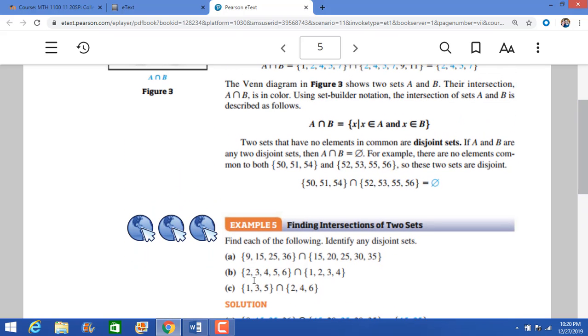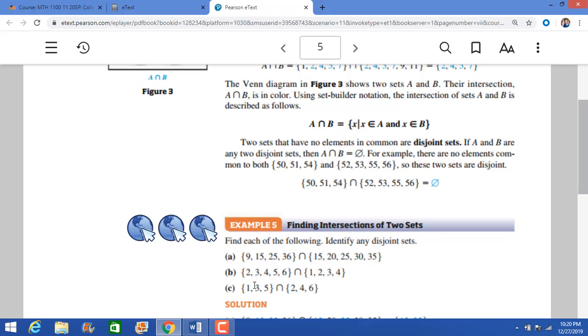Now let's look at each pair of sets and identify whether they're disjoint or not. Do these have anything in common? Yes, they do. 15 is in both. So we know that these are not disjoint sets. What about B? Do they have anything in common? Yes, they have 2 and 3. Well, they have multiple things in common, but you only need at least one, so 2. So they have things in common, so there is an overlap, so these are not disjoint sets.